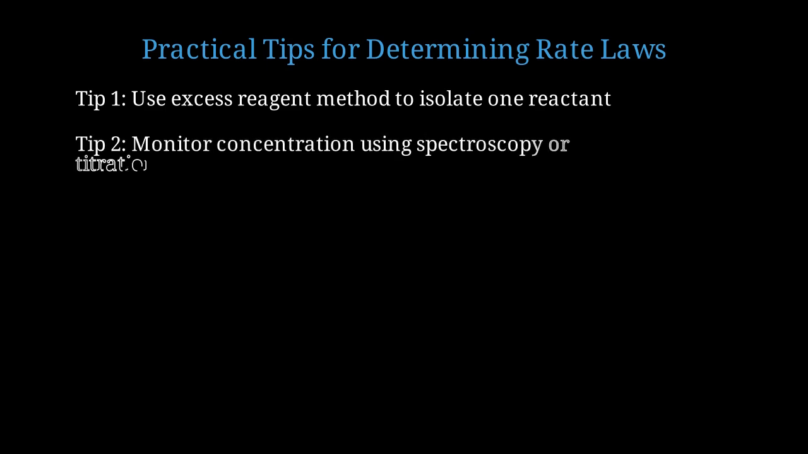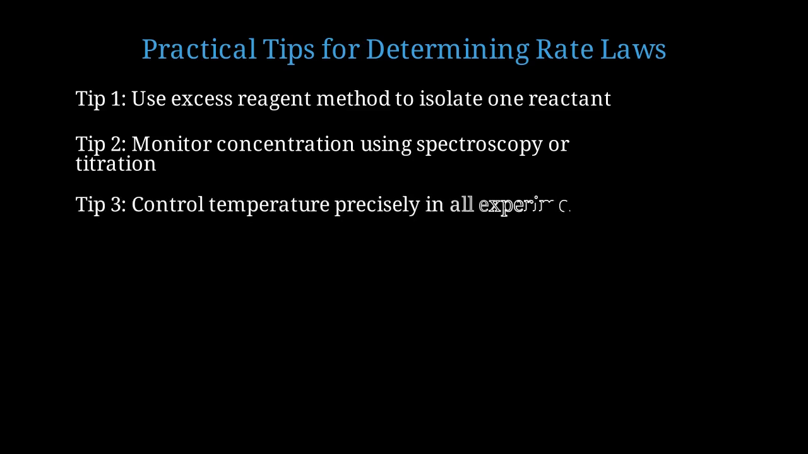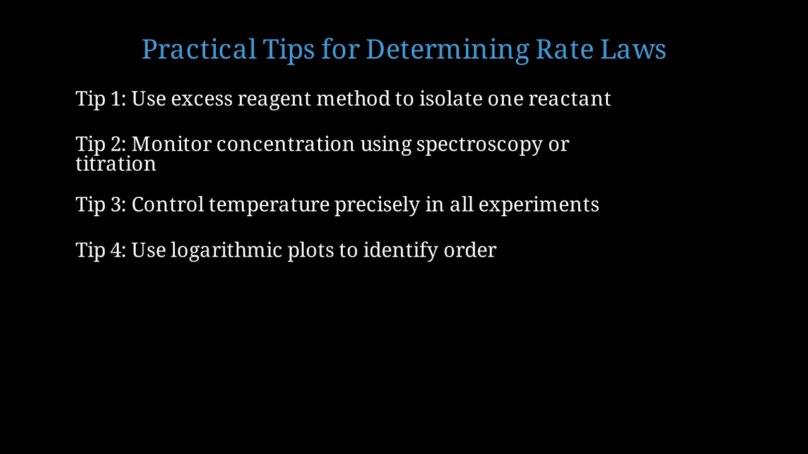Tip 2. Monitor concentration changes using spectroscopy if the reactant or product absorbs light at a specific wavelength, or use periodic sampling and titration. Tip 3. Temperature must be controlled very precisely because rate constants are extremely sensitive to temperature changes. Tip 4. Use logarithmic plots. Plotting log rate versus log concentration gives a straight line whose slope is the reaction order.